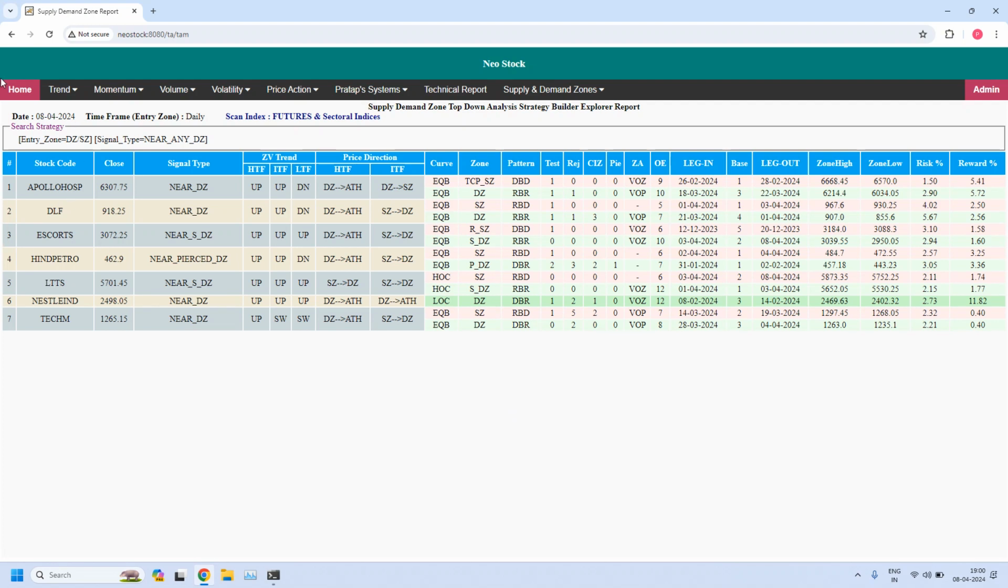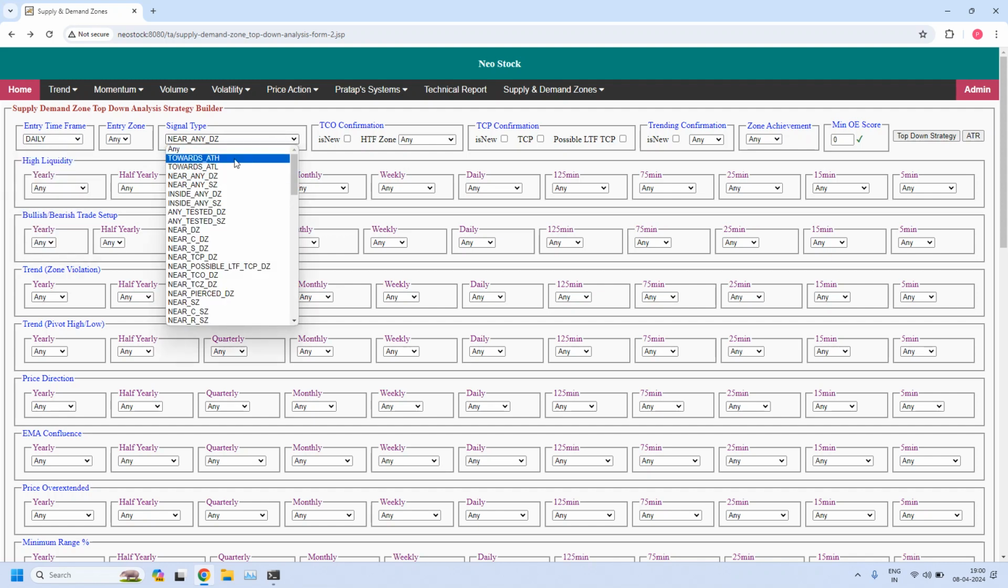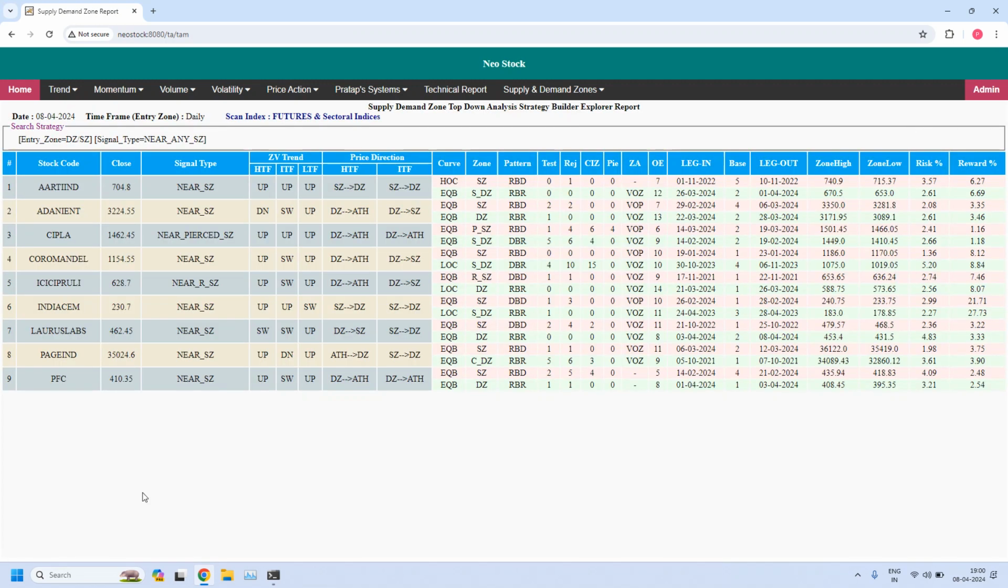Now let's go back. And for daily time frame, let us find the stocks near daily supply zone. So 9 stocks are filtered near to the daily supply zone. And let us identify the high liquidity zones from this list.